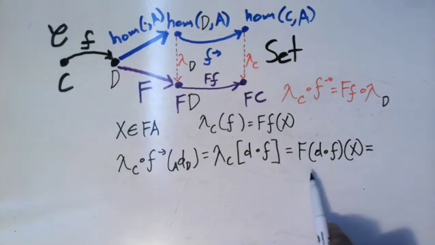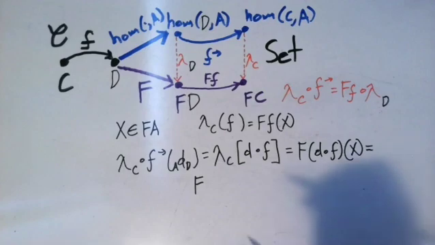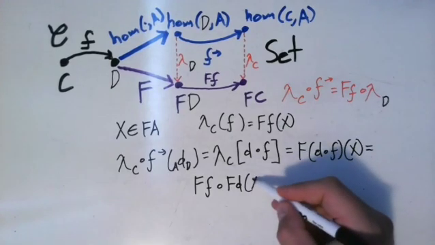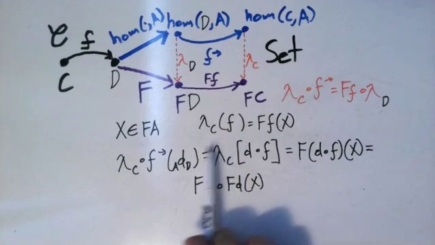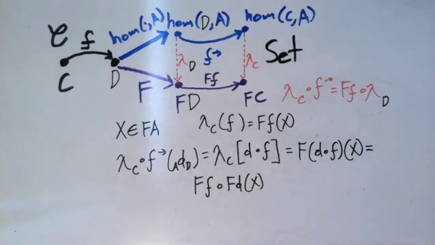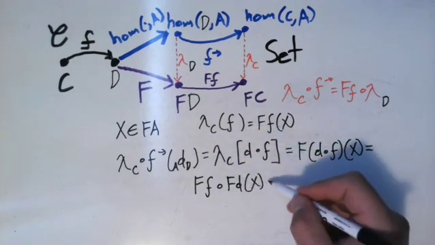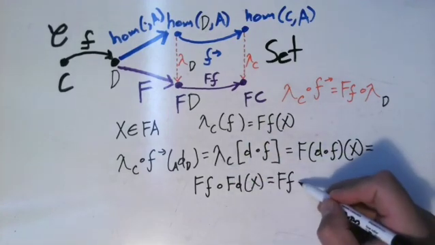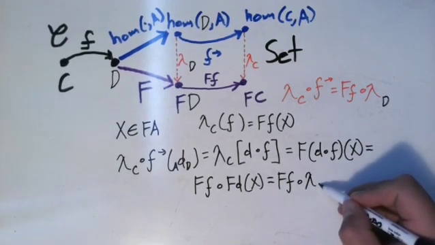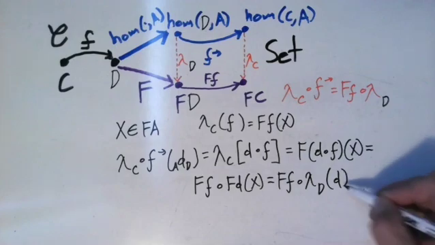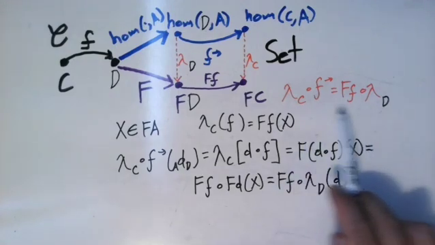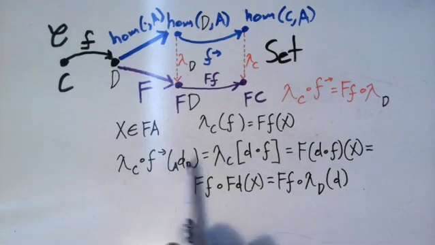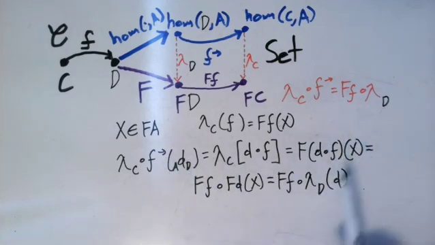And since this is a contravariant functor, when we break this up, we need to flip the order. So we go f of f after f of D applied to x. But f of D applied to x is just the component for D of our natural transformation, or the function that we're trying to check whether or not it's a natural transformation. So this is lambda D applied to D. And so there we go. We have our naturality condition satisfied. Lambda c after preceded by f is, for any d, the same as f of f after lambda d.